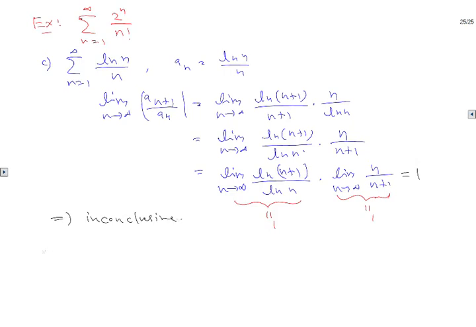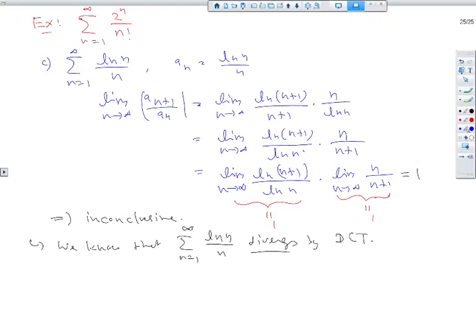But we know that the series n going from 1 to infinity of ln n over n diverges by the direct comparison test. So it's a simple direct comparison argument. You know that the series diverges, but the ratio test does not work here. Okay, so let's go to the other one.